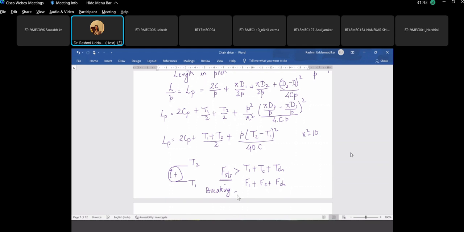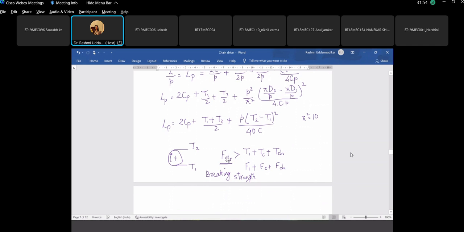And as I said, this value is pretty high because the factor of safety that is assumed is almost 10. And since the factor of safety is very high, this will never reach this. So the failure criteria is increase in the length of the pin, increase in the length of the chain because of wear in the pin. And so the criteria for failure is the projected area of the pin.